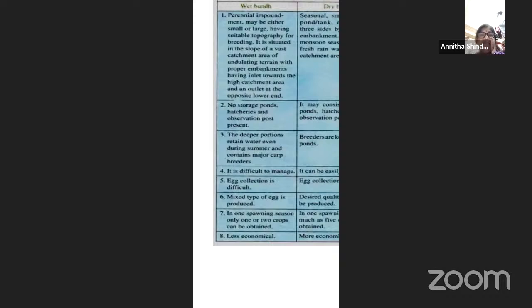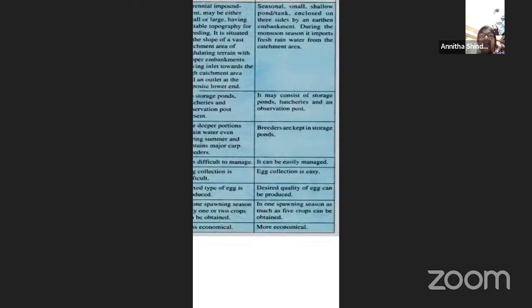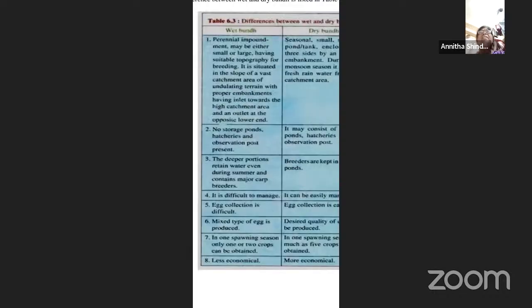The next is what? In one spawning season, only one or two crops can be obtained, whereas in the dry bun, in one spawning season, as much as 5 crops can be obtained. Then next, wet bun is less economical. Why? Because it is all natural.